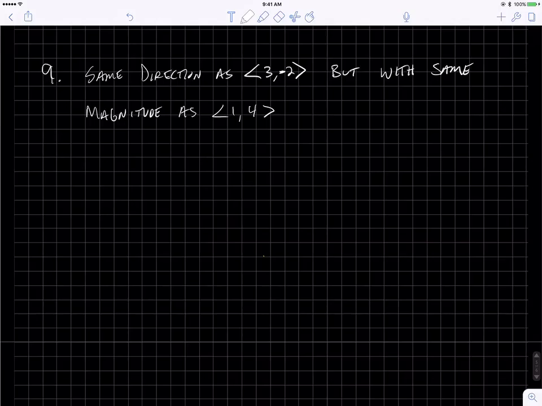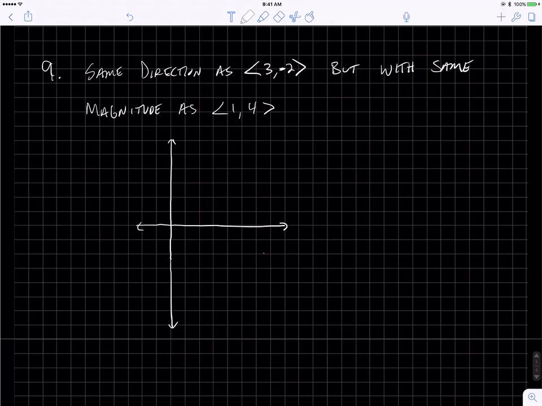Okay, find a vector that's in the same direction as <3, -2>, but with the same magnitude as <1, 4>. So I'm going to draw the vector <3, -2>, so we know what we're talking about here. I'll call that vector U. And then vector V, I'll do that in pink, <1, 4>.